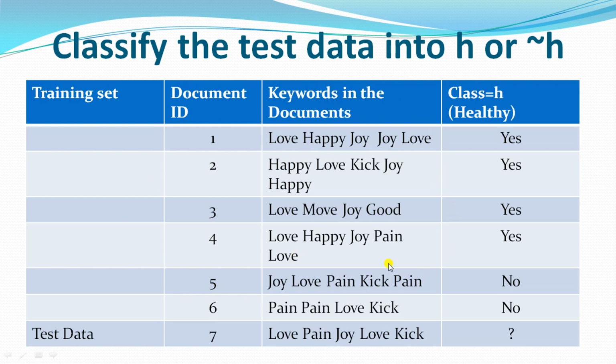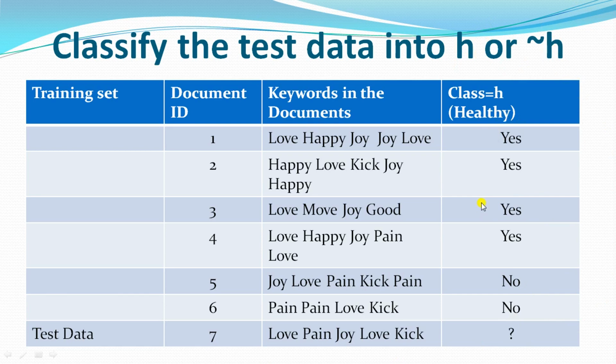Here is the problem statement. The main motto of this problem statement is to classify the test data into class H or class negation of H. For example, a training set has been given, document 1 to document 6, and it has been classified into class H and class negation of H. Based on this, by applying the Naïve-Bayes technique, we should classify this test document into either H or negated H. That means I should answer either yes or no.